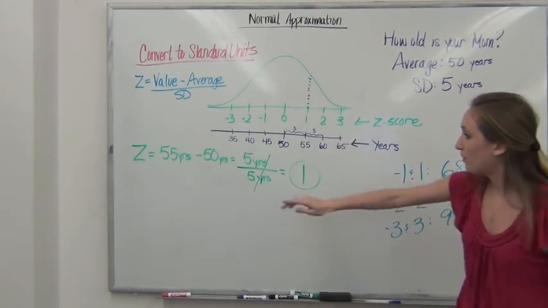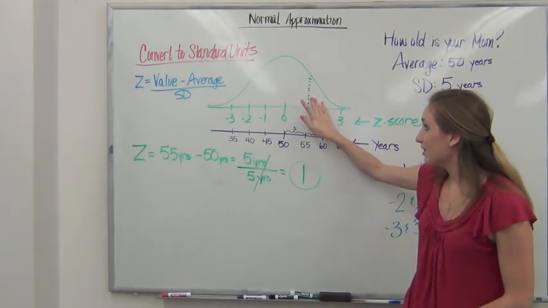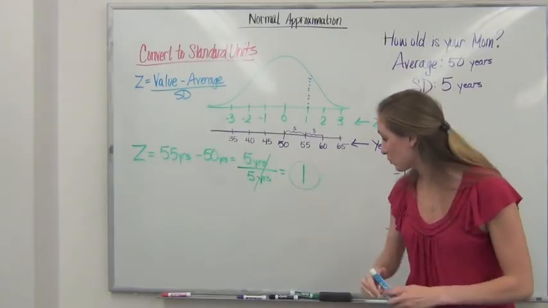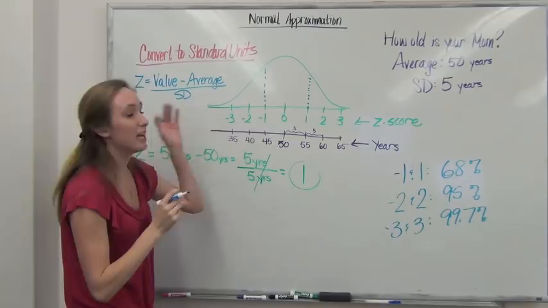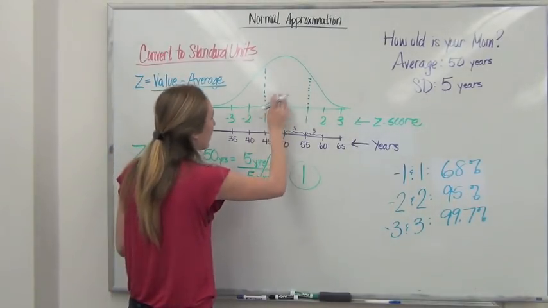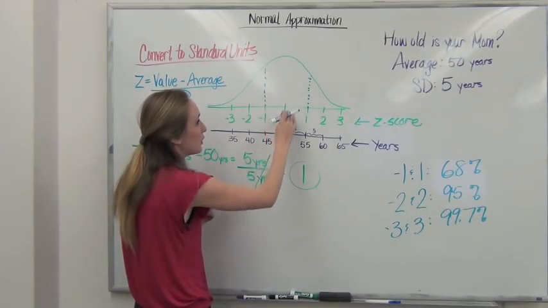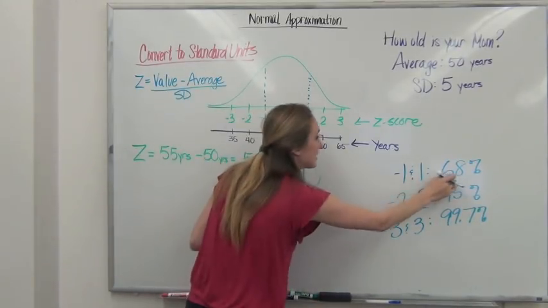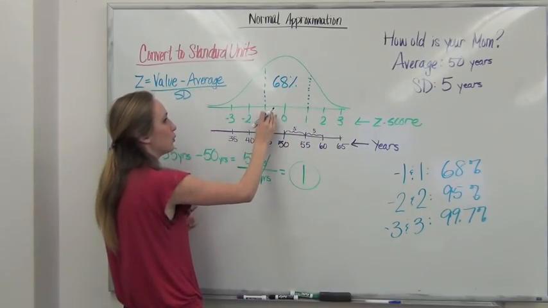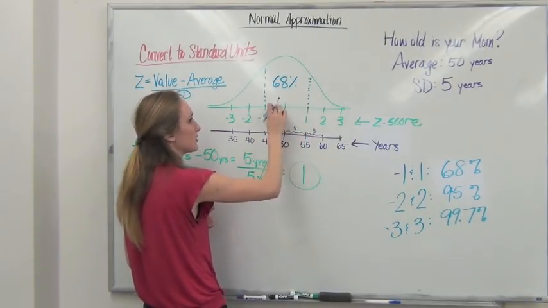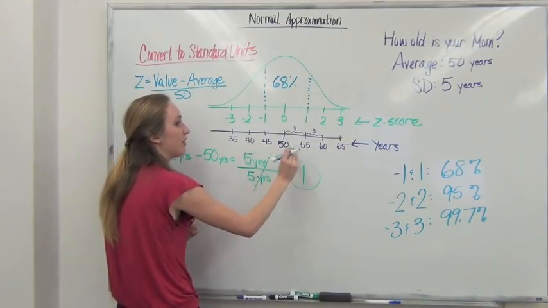So first, find our z-score. Second, plot her on the curve. Third, plot the opposite z-score as well. So I'm just going to plot the -1, because we're interested in finding this middle area, the area between the two z-scores of interest. And the area between 1 and -1 is 68%. So 68% of mothers are within 5 years of average, meaning 68% of moms are between 45 and 55 years old.